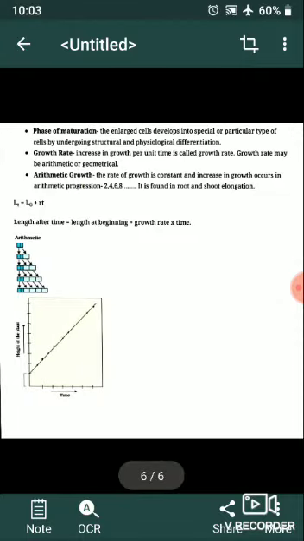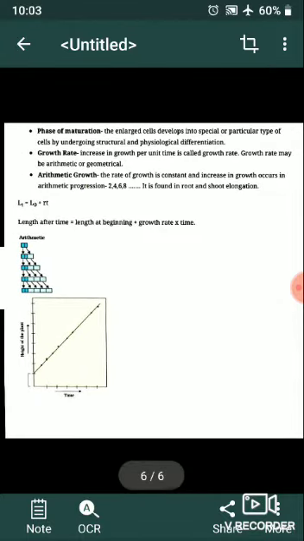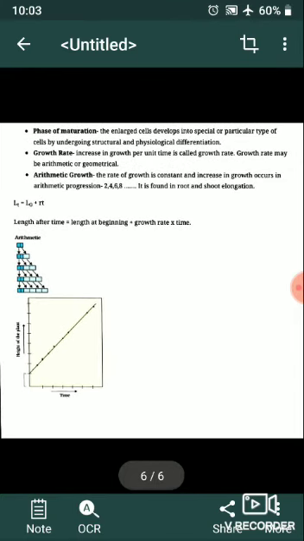And the next phase, maturation: the enlarged cells develop into special or particular types of cells by undergoing structural and physiological differentiation. Growth rate: the increase in growth per unit time is called growth rate. Growth rate may be arithmetic or geometrical.